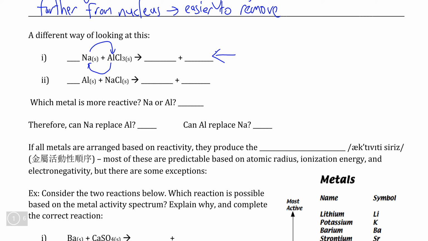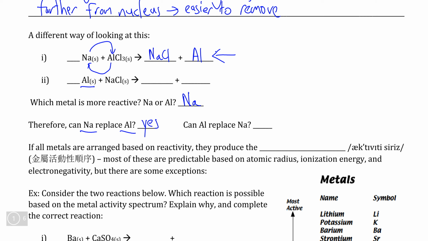Now we know that sodium is a more reactive metal than aluminum is. Therefore, because sodium is more reactive, if we ask the question, can sodium replace aluminum? The answer is probably yes, because a more reactive metal reacts with this compound more easily than the other way around. Therefore, if we were to actually write this reaction out, this reaction would make sense to be able to complete itself.